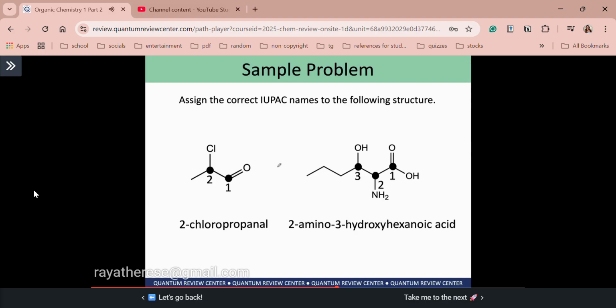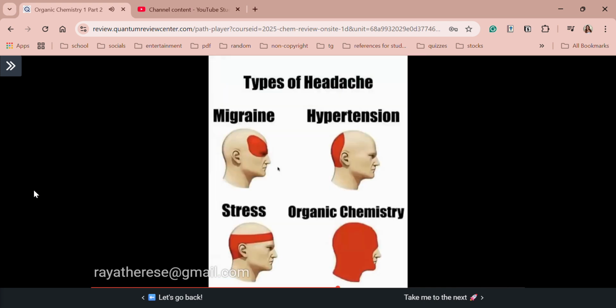Class, absorb muna for our sample problem. I hope you got the 4 sample problems correctly. Ayan, so class, kaya pa ba? Di ba source ng stress natin or headache natin si organic chemistry? Okay, so class, that's it for our sample problems.